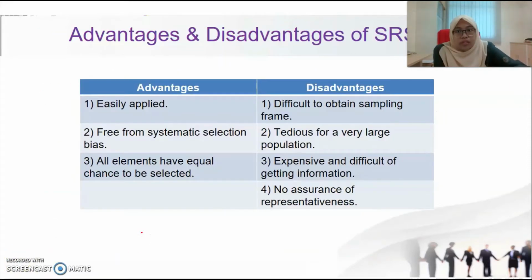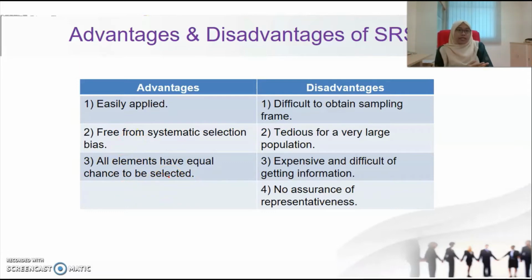Okay, in using simple random sampling, there are a few advantages. Number one, it is easily applied because we just pick a random sample. Kita hanya ambil sampel-sampel tersebut secara rawak. Number two, it is free from systematic selection bias because simple random sampling is not a systematic way. We just pick our sample randomly, and of course, in SRS, all elements have an equal chance to be selected.